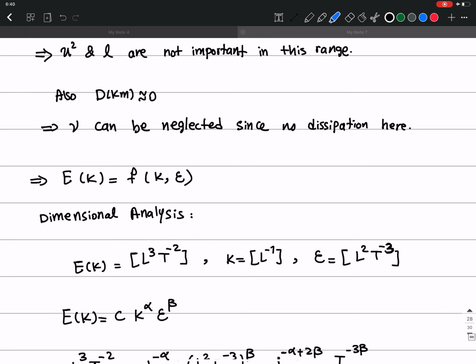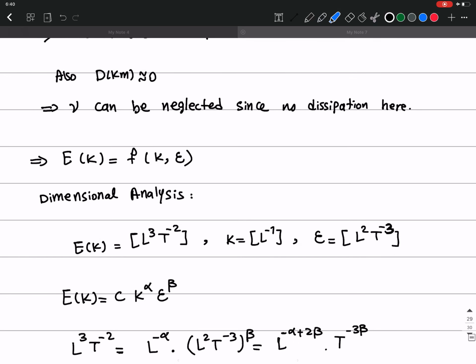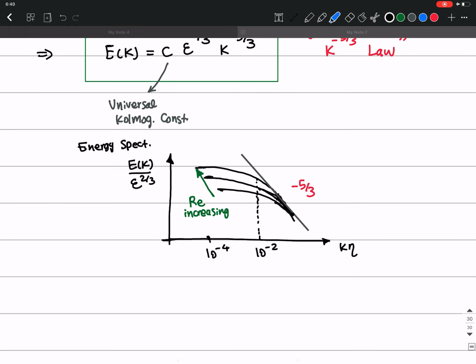Based on that, we estimated E(k) to be a function of k and epsilon, and then using some dimensional analysis, we got this very famous rule, the k to the minus 5/3 rule, where the energy spectrum E varies as a function of k to the minus 5/3 in the inertial subrange.